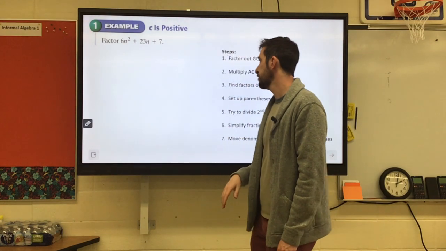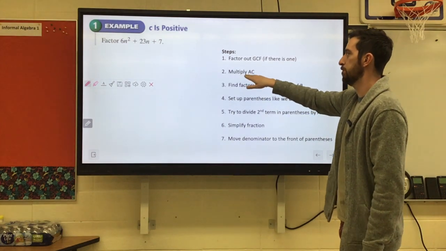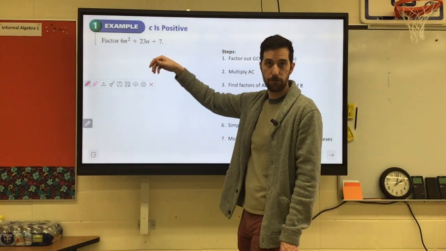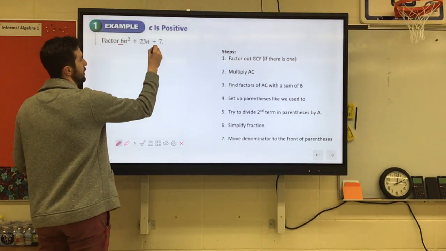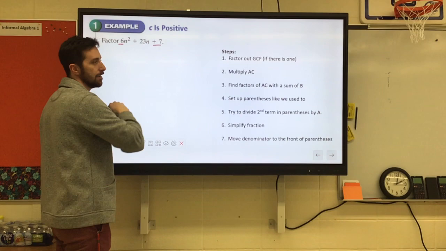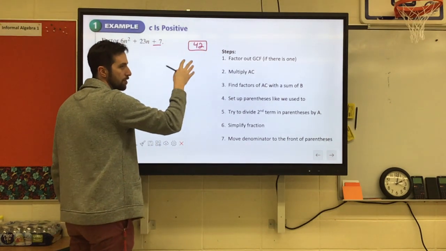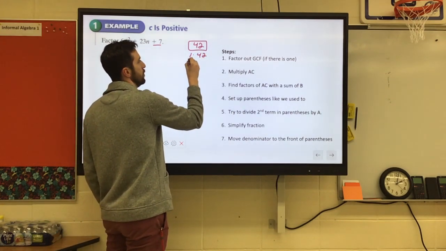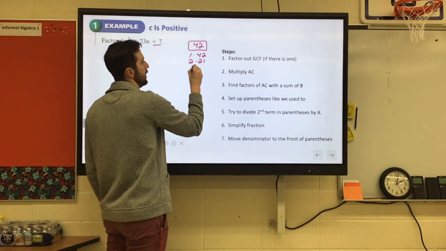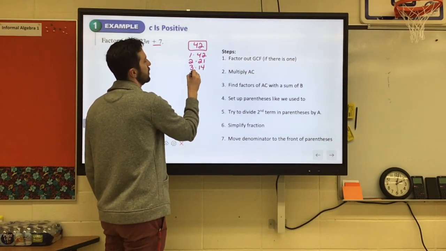So here's what we're going to do. If you look at step 1, factor out GCF if there is one. Step 2, multiply AC. That's your first term times your last term. So we're going to do 6 times 7. And it's 6 times positive 7, which is positive 42. We're going to think of all the factors of 42. That could be 1 times 42. It could be 2 times 21. It could be 3 times 14. Or 6 and 7.